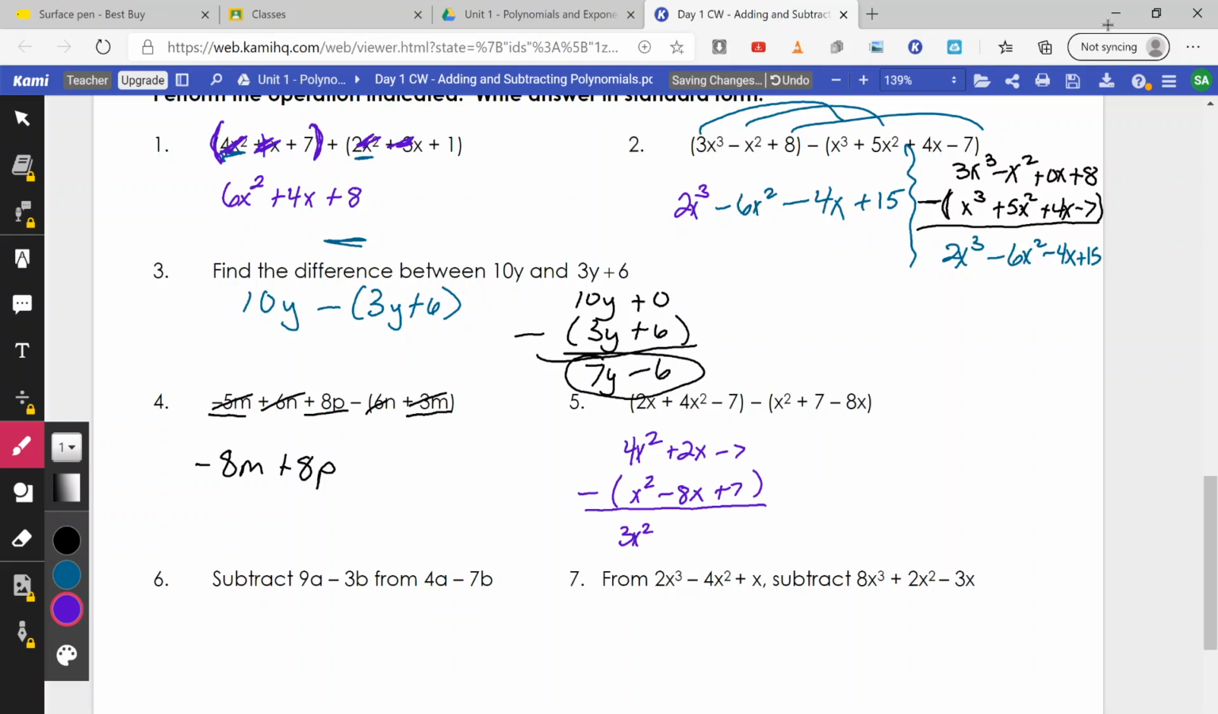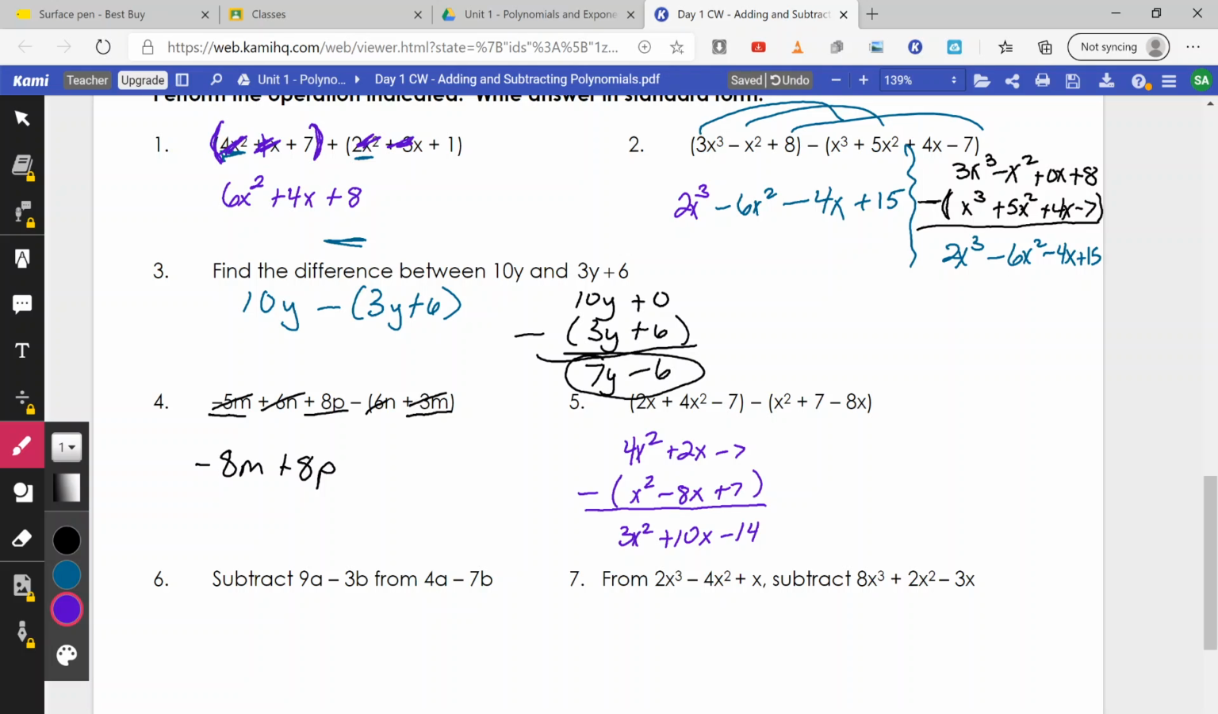2x minus negative 8x. So again, anytime I subtract a negative, I'm going to end up adding. So 2 plus 8 gives me a positive 10x. And then negative 7 minus 7. So that ends up being minus 14. So 3x squared plus 10x minus 14, there is the difference.